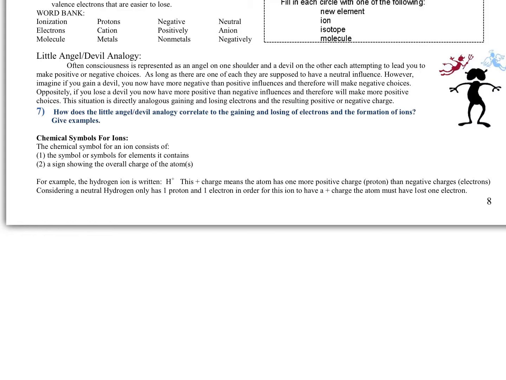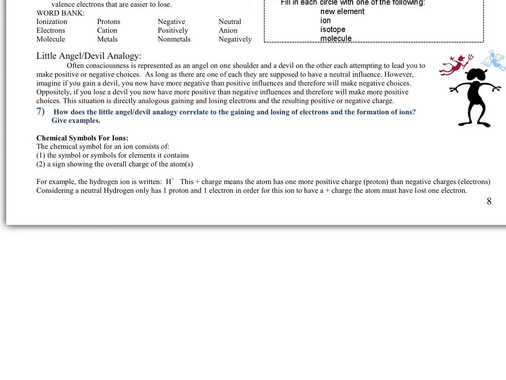Now notice how I am only discussing gaining and losing negatives. It's because an ion is the same atom, the same element, with different numbers of electrons. If we tried to change the protons, now we've created a whole different element. So an ion is only a change in electrons. If you're talking about an ion, that will only be a change in electrons.